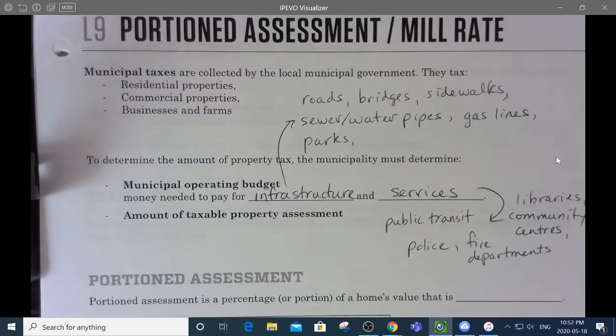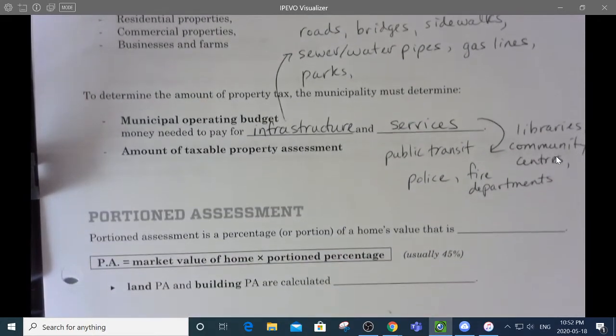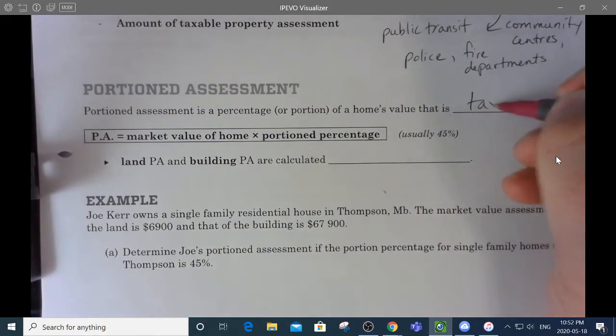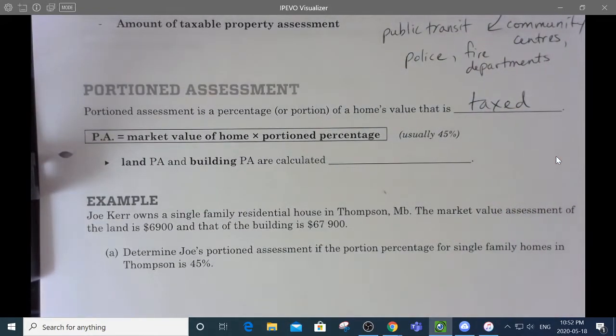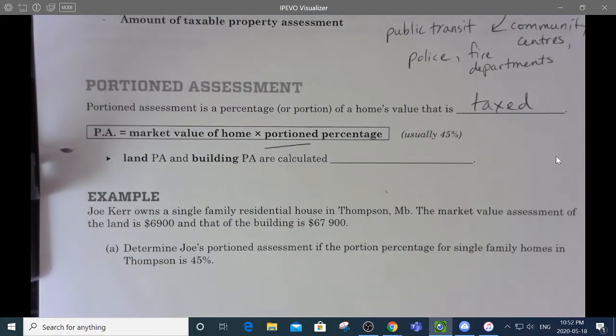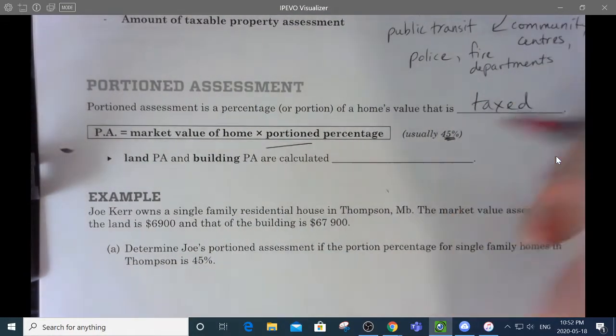Okay, so there we go. There's the start of this lesson. Let's get to the math. What does it mean by a portioned assessment? Portioned assessment is a percentage or portion of a home's value that is taxed. You are not paying property tax based on the entire value of your home. You are paying tax on a portion of the value of your home, and it's usually around 45%.